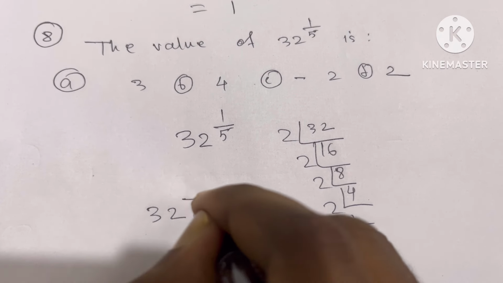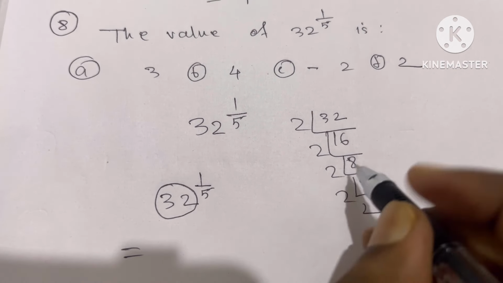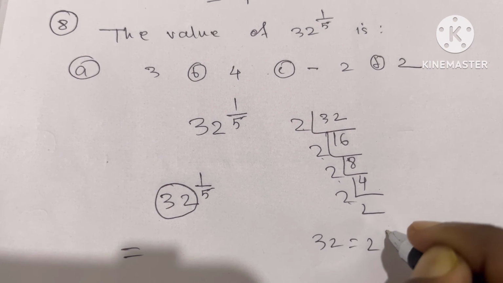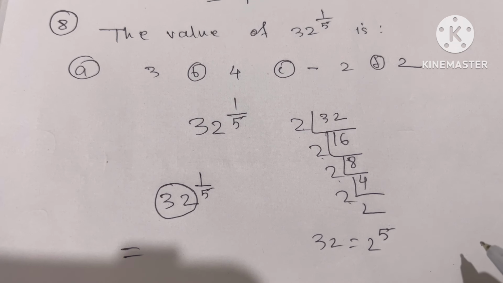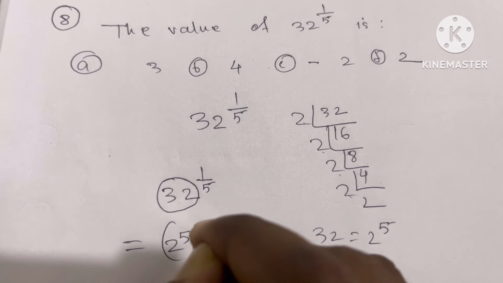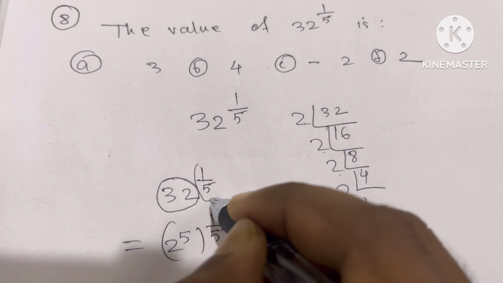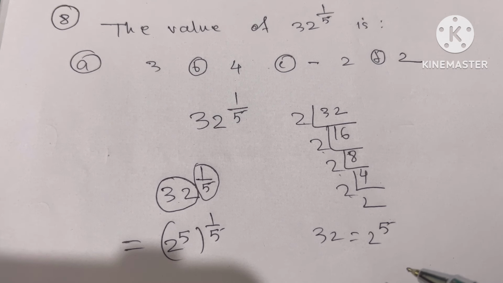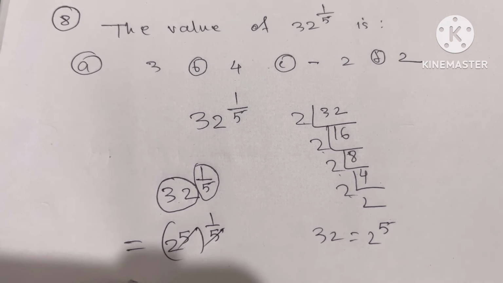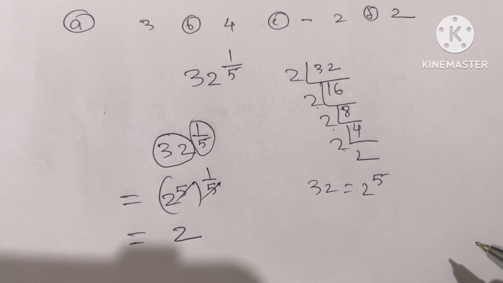Our question is that we want to find 32 to the power 1 by 5. In place of 32, because after factorizing I got 1, 2, 3, 4, 5 twos, I can write 2 to the power 5, because if you multiply 2 by itself 5 times you will get 32. Yes or no? So in place of 32 we can write 2 to the power 5, and the power is 1 by 5. From where did 1 by 5 come? Because in the question it is given that you want to find 32 to the power 1 by 5. So the 5 gets cancelled, and the answer will be 2.